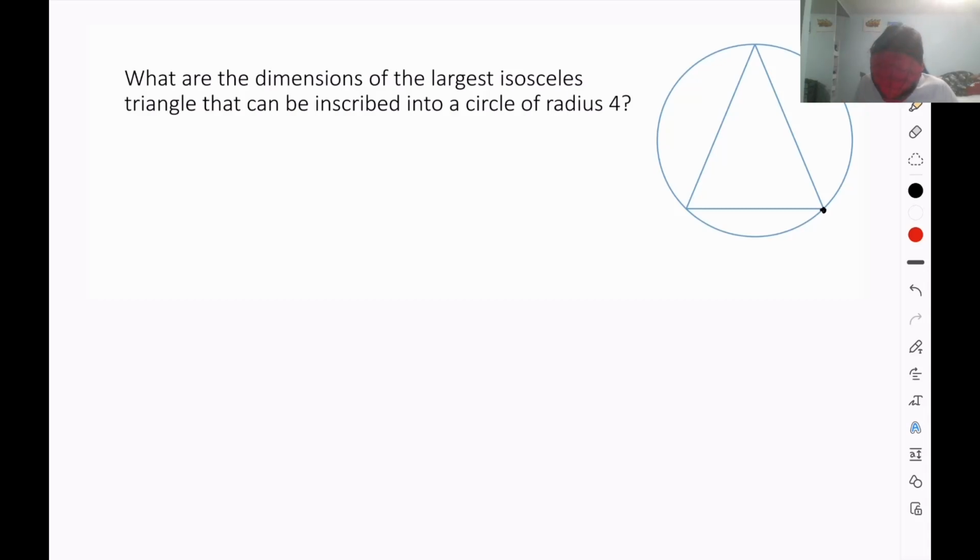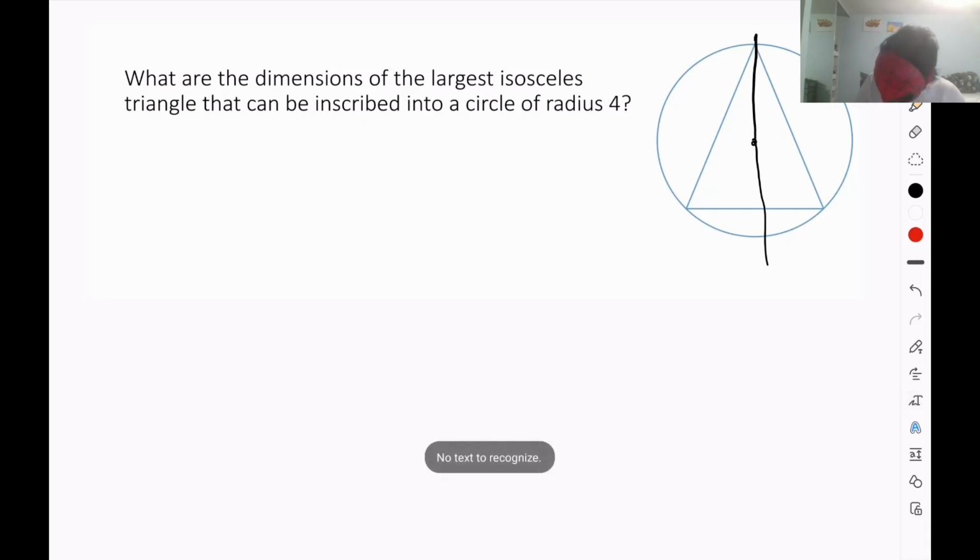So, what are the dimensions of the largest isosceles triangle that can be inscribed into a circle of radius 4? With these inscribed questions, I recommend putting it on a Cartesian grid, with the origin at the center of the circle. This will allow us to use the radius of the circle to solve the question.